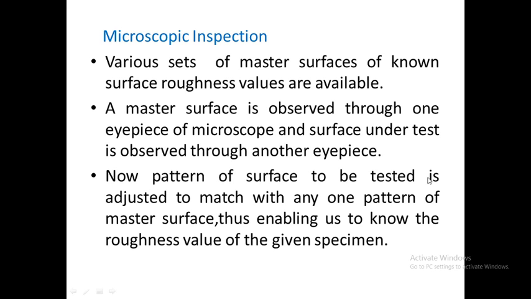Now the pattern of the surface to be tested is adjusted. So we will adjust the pattern so that it matches with one pattern of the master surface, thus enabling us to know the roughness value of the given specimen. So basically in a microscopic inspection, we compare the surface of the specimen under consideration with the various master surfaces, and when one of the master surfaces matches with the given surface, then we can easily determine the value of the specimen surface roughness.